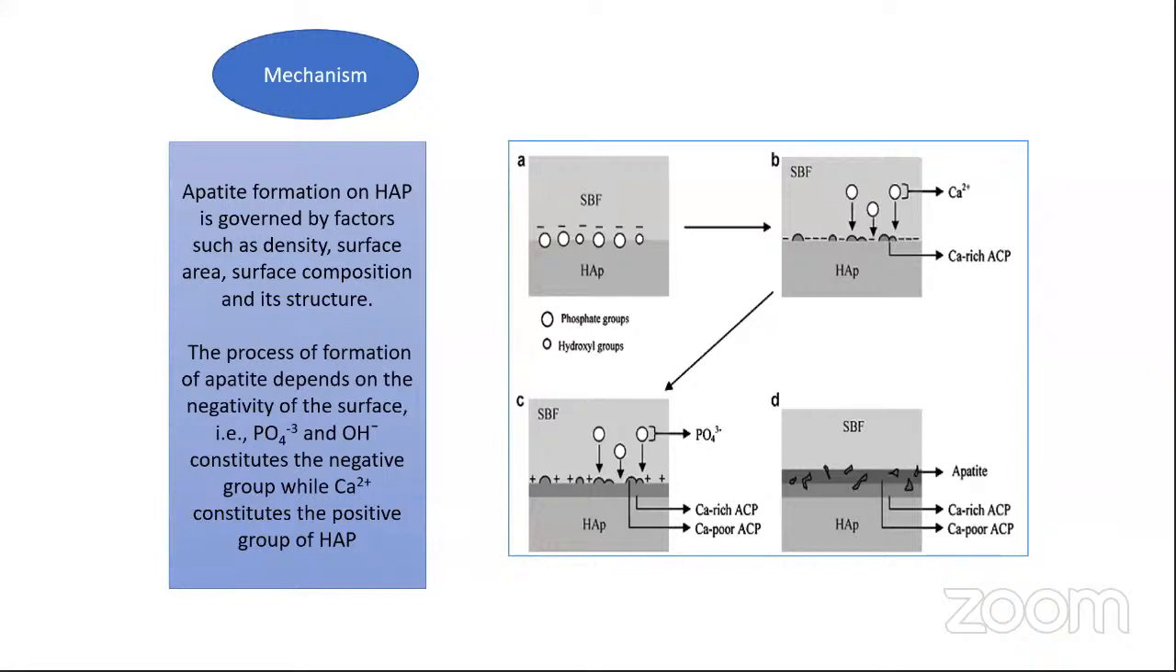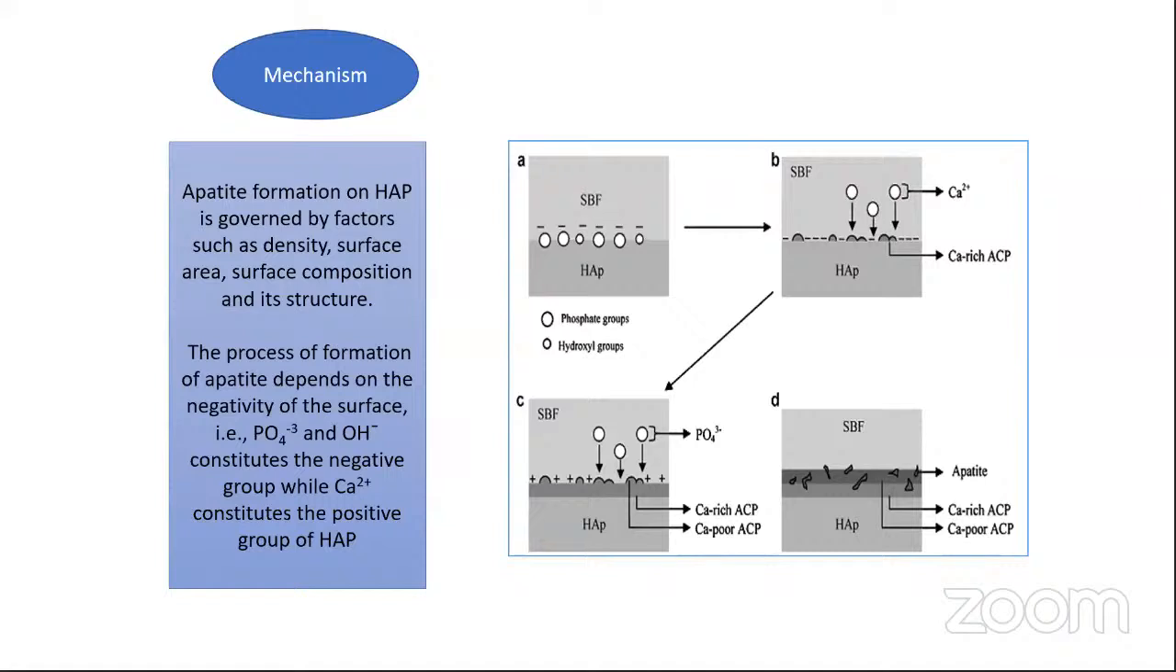Then once it becomes calcium rich, it becomes positively charged, so that the negatively charged OH or PO4 ion is attracted towards the positively charged surface. And that is why the deposition of calcium, OH ion, and PO4 ion is taking place. And ultimately, the surface is covered with amorphous apatite.